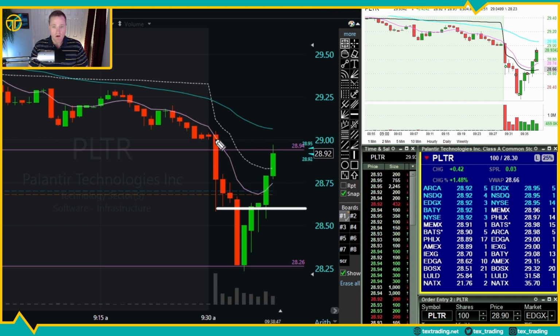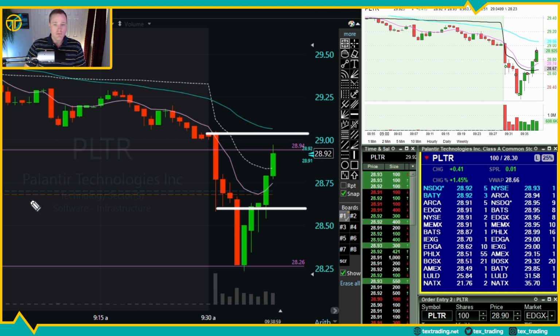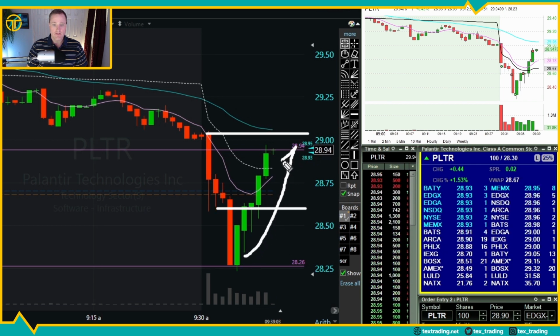Otherwise, we're approaching an opening range breakout right here, right? There's your opening range breakout trigger. Now, here's the catch, guys, right? With an opening range breakout, you don't want to see it break out after making an extended run like this, okay?